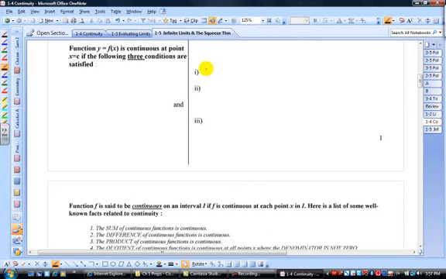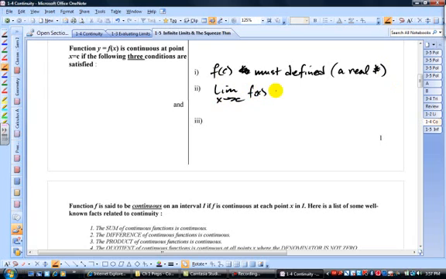Okay, so let's write down what we just said here. First of all, we need f of c to be defined. f of c must be defined. That means that we're able to find it. We should be able to substitute c in the function and find out what f of c is. So basically it's a real number here, guys. We need the limit to exist. The limit as x approaches c must exist, and we must be able to find it.